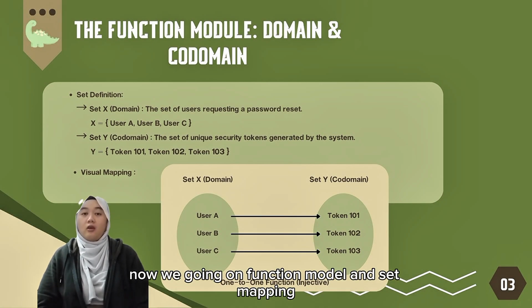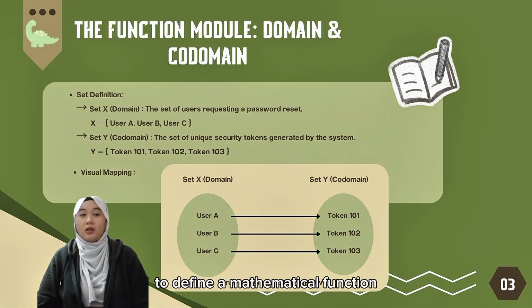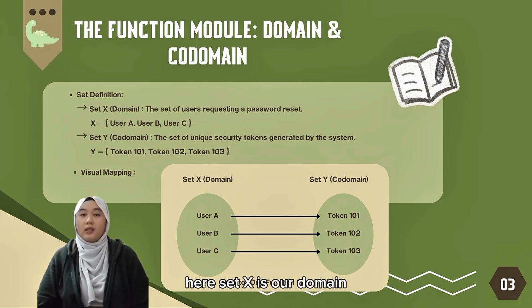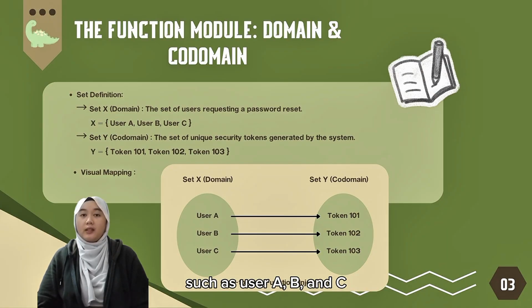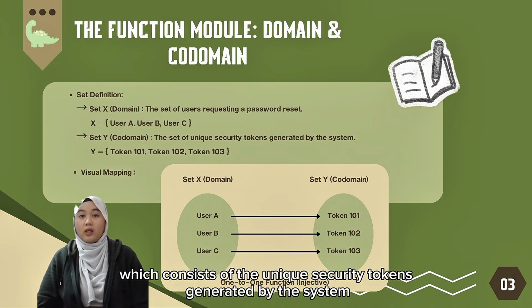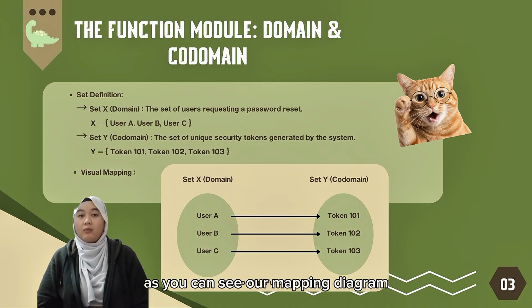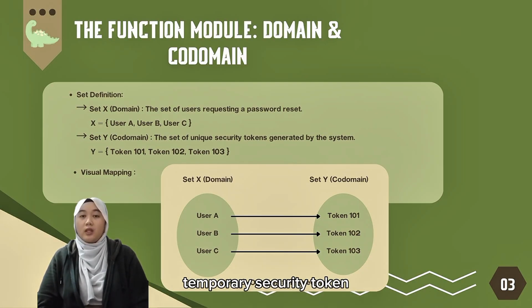Now, we're going on to the function model and set mapping. Let's begin with the function model. To define a mathematical function, first we need to establish our sets. Here, set X is our domain, which represents the users who request a password reset, such as users A, B, and C. Set Y is our codomain, which consists of the unique security tokens generated by the system. As you can see in our mapping diagram, each user is mapped directly to their own specific temporary security token.